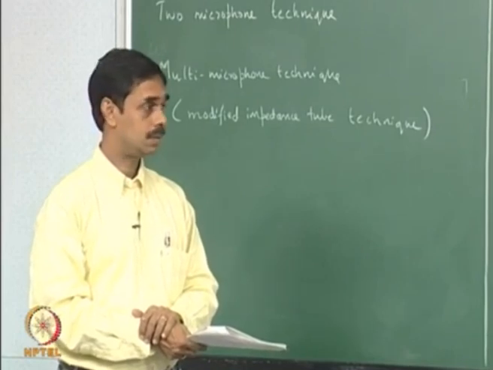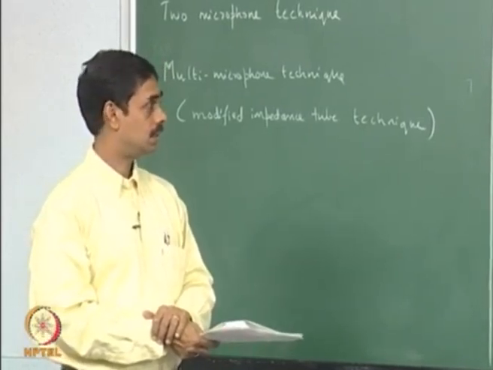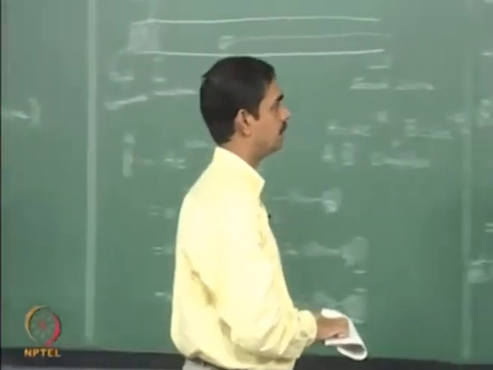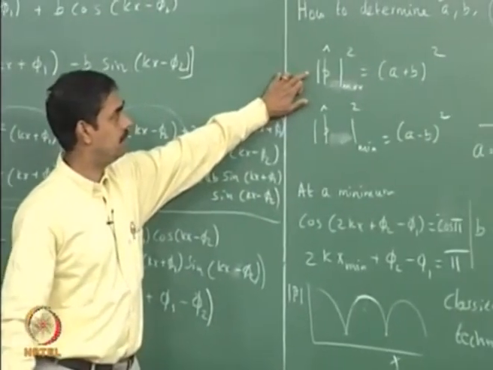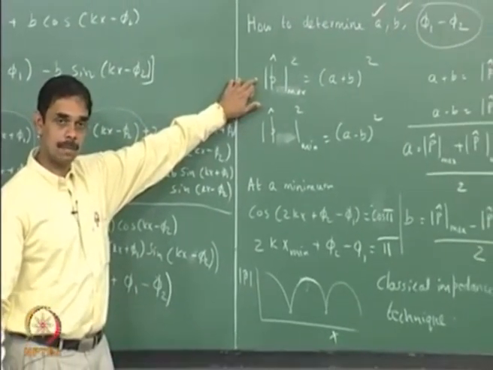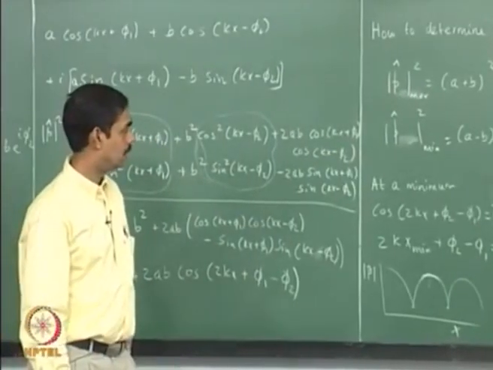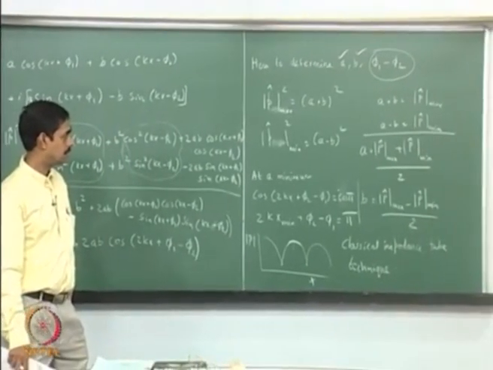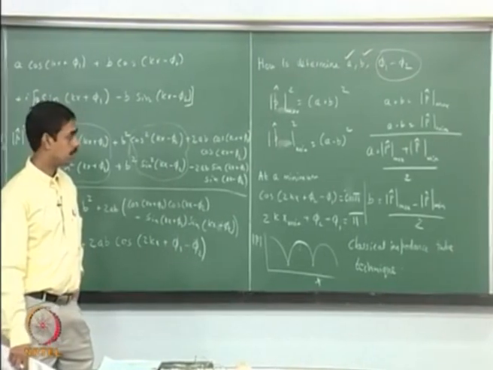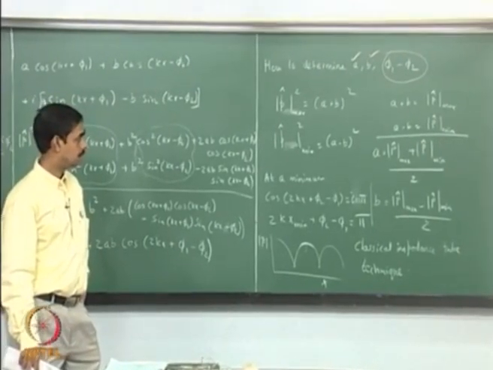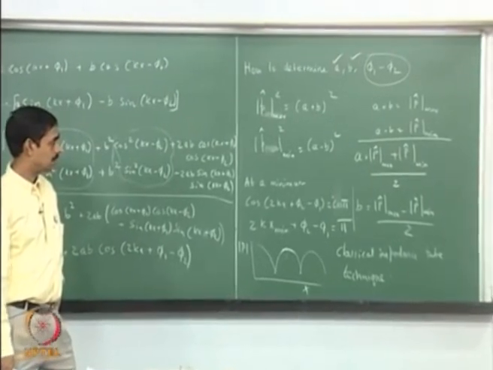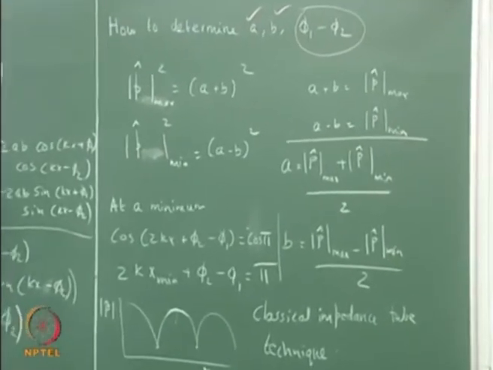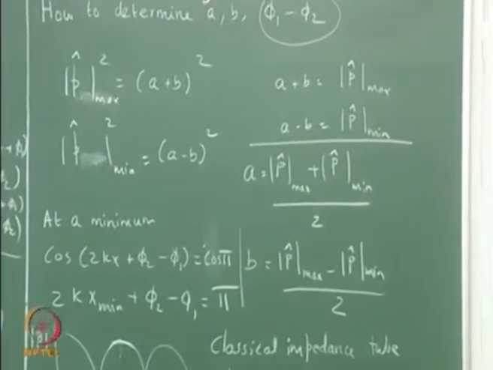basically two amplitudes for the plus kx term and minus kx term. You are saying that if I take the minus sign here, P min square is A minus B whole square, it can be B minus A instead of A minus B. In that case, B will be P max plus P min by 2, and A will be P max minus P min by 2. That would mean the amplitude of the e power i k x term will be lesser, and the amplitude of e power minus i k x will be higher.